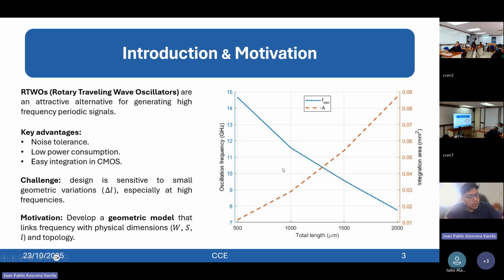In this other figure, we can see the relationship between oscillation frequency, total length, and integration area. And we can determine that the smaller structures use less area and achieve higher frequencies.